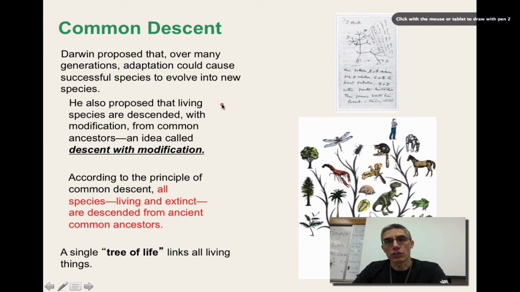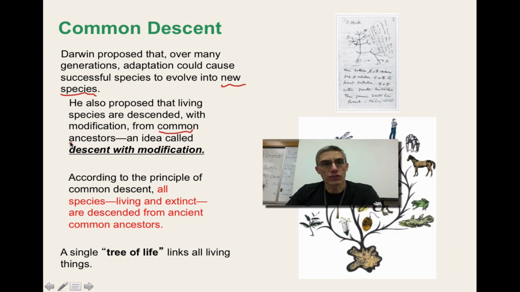from those populations, which means when you think about a species, you typically think about a group of animals, plants, organisms in general, that can reproduce with each other. But if the changes become so significant that they can't actually reproduce with each other, that would be the case where we actually have a new species occur. So he also proposed that living species descended with modification. In other words, they descended from what we call a common ancestor.